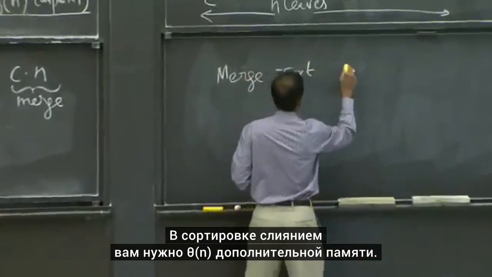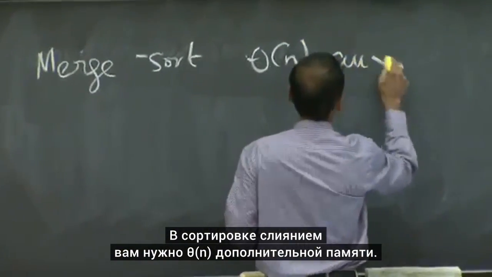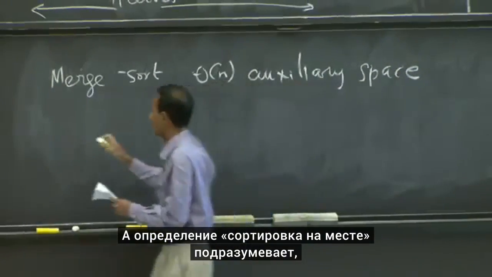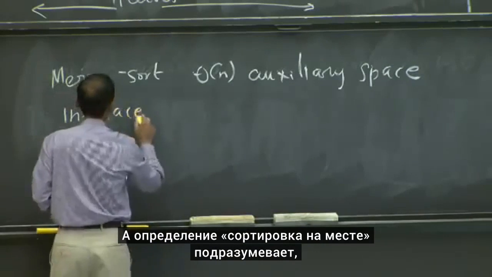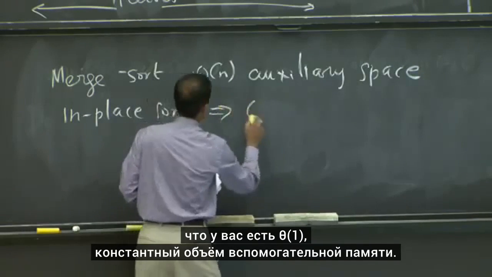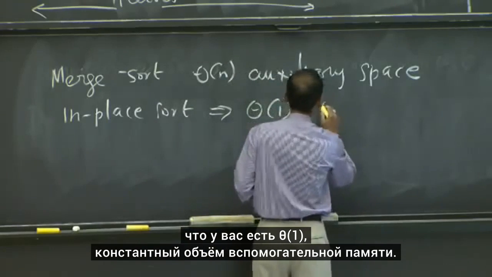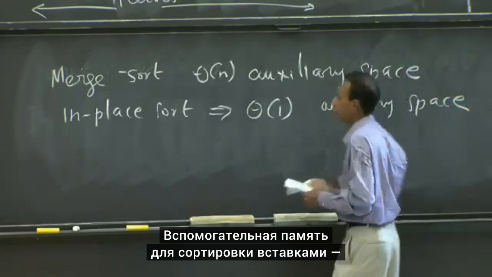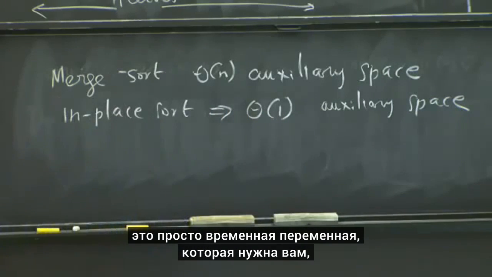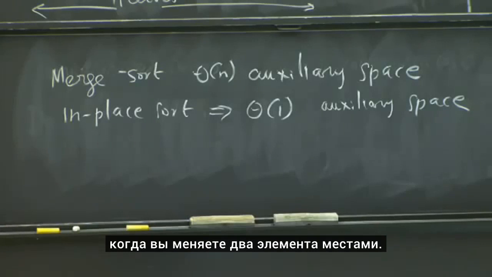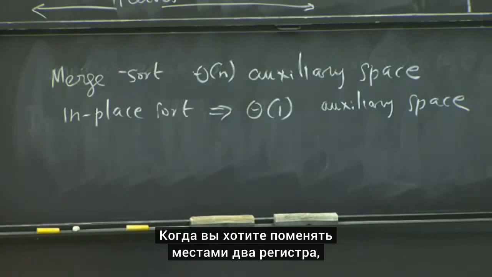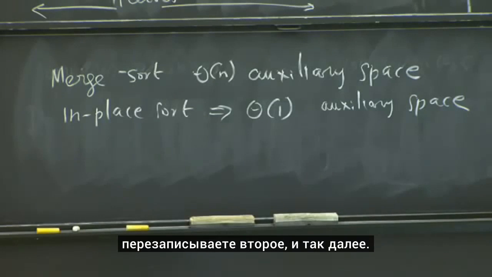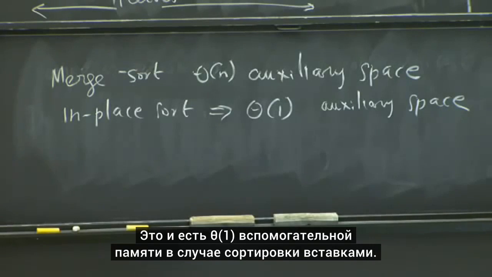So merge sort, you need Θ(n) extra space. And the definition of in-place sorting implies that you have Θ(1) constant auxiliary space. Okay? The auxiliary space for insertion sort is simply that temporary variable that you need when you swap two elements. Right? So when you want to swap a couple of registers, you've got to store one of the values in a temporary location, overwrite the other, et cetera. And that's the Θ(1) auxiliary space for insertion sort.